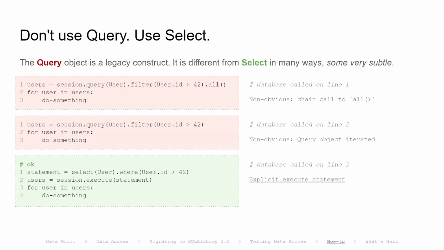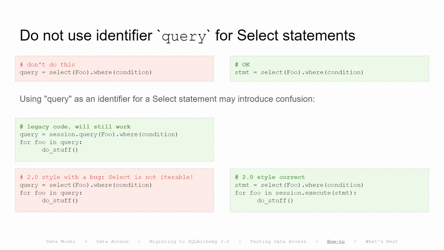Don't use query, use select. The query object was replaced by the select object. They're very similar, yet completely different in very subtle ways. So again, mistakes will be made, bugs will be introduced. So let's stick to select. Do not use the identifier query for select statements. The identifier query is all over the Galaxy code base because we used the query object. It is very tempting to refactor the query object to the select object, but leave the identifier in place because it happens across multiple lines. Again, the objects are similar, yet different in subtle ways, bugs will be introduced, so let's rename it as well.